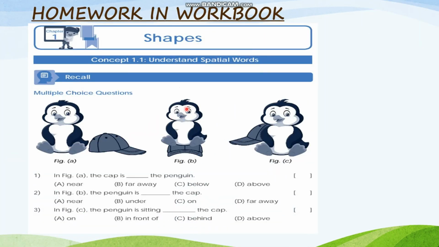And here is your homework and it's from your workbook. Everyone read it and try to do. Okay my dears? Children, I hope everybody has your workbook, isn't it? These questions are from your workbook page number 1, from the first page. You can answer these questions and these questions are from the concept spatial words. So you can answer these 3 questions in the textbook itself.